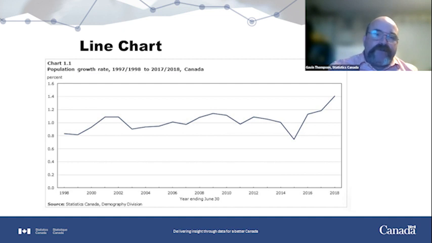Okay, now we've done bars, now we're gonna go to lines. So for these line charts, this is population growth from 1997-98 to 2017-2018. And we see at the bottom, the source is the demography division, and they measure it year ending June 30th. And so each of these years, it's just what's our population growth rate? It looks like it's hovering at about, I don't know, 0.9%. So this is a very good example of how to use a line chart.